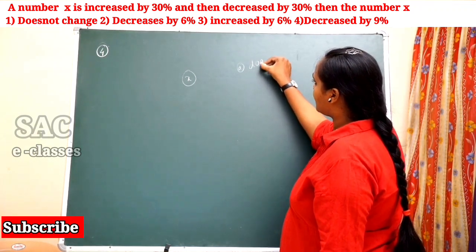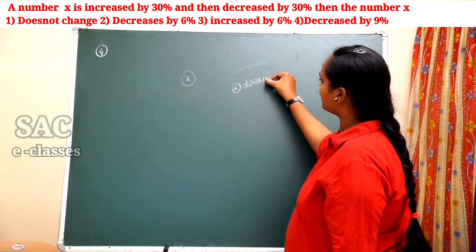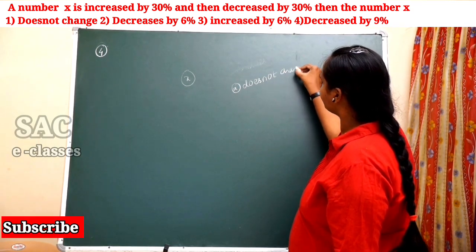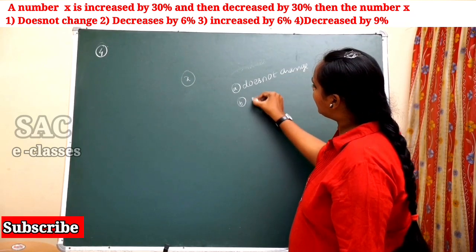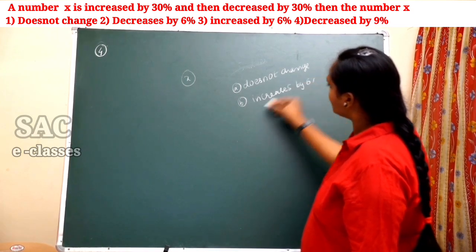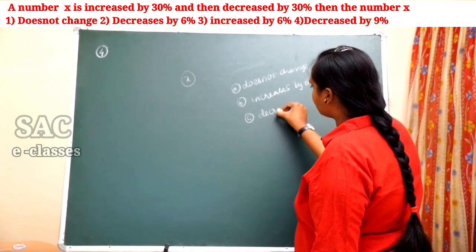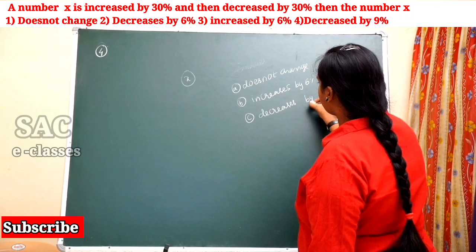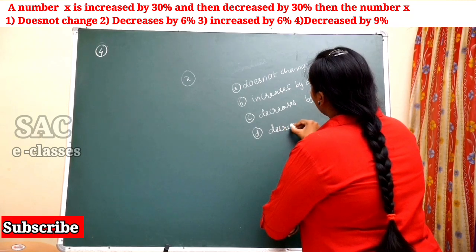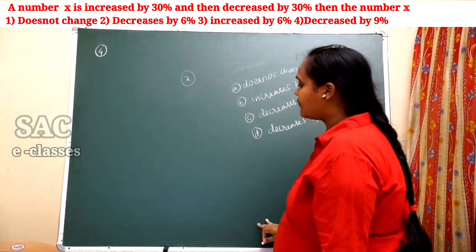The first option is does not change, nothing but remains the same. The value remains the same. One more is increases by 6%. Option 3 is decreases by 6%. Option D is decreases by 9%. These are the four options.